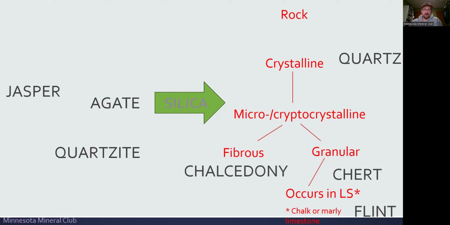And then looking into the fibrous version of chalcedony is agate. And so agate is a form of chalcedony, so it is a fibrous version of quartz.